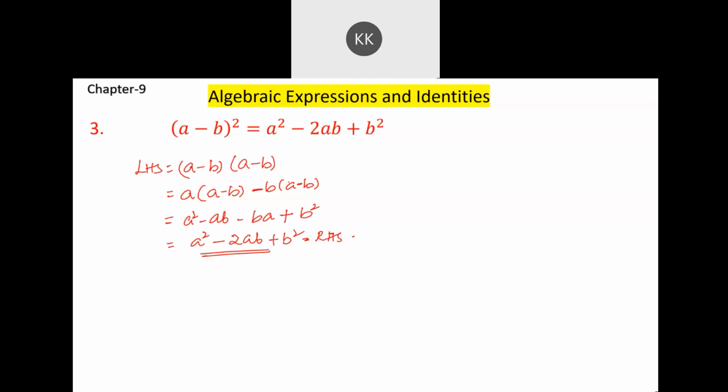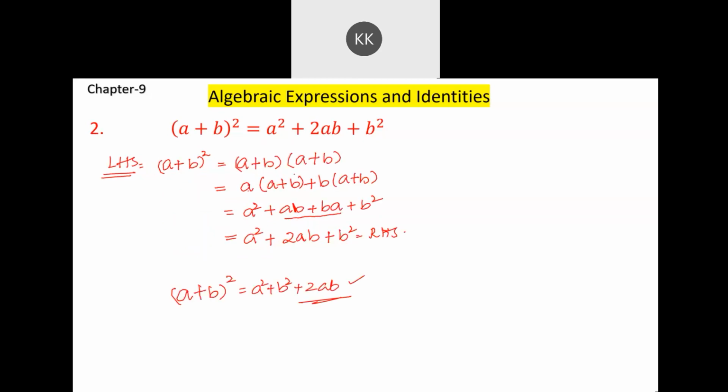What is the use of these two identities? Is there any use? So we can solve faster. It is easy to solve, and we can multiply and solve problems easier.